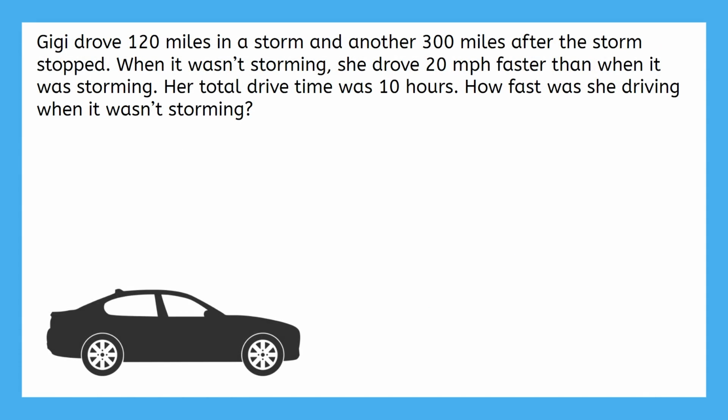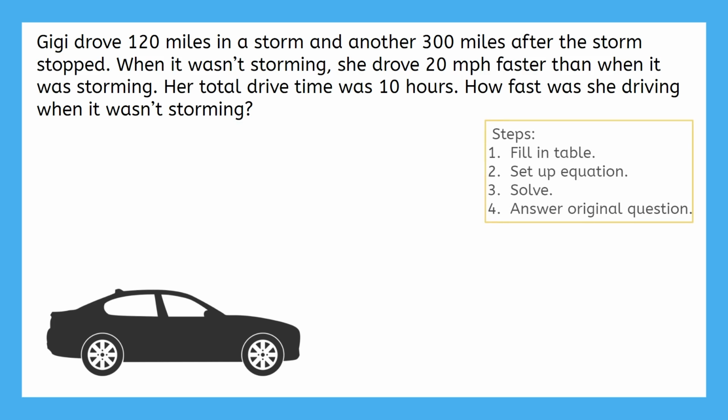Here's our second and final example. Gigi drove 120 miles in a storm and another 300 miles after the storm stopped. When it wasn't storming, she drove 20 miles per hour faster than when it was storming. Her total drive time was 10 hours. How fast was she driving when it wasn't storming?